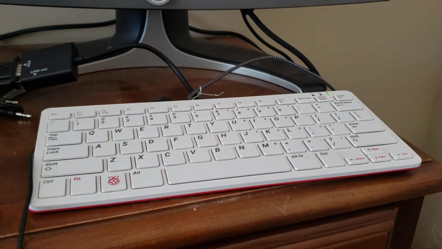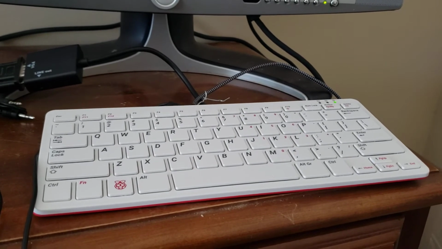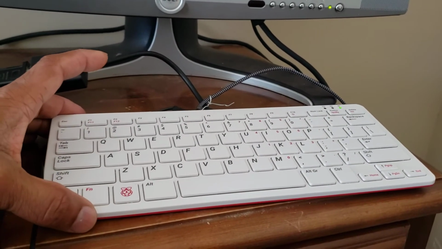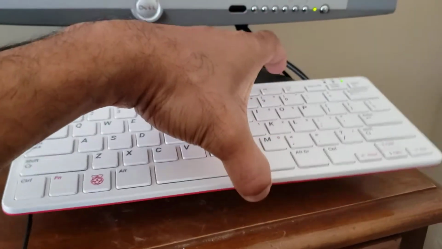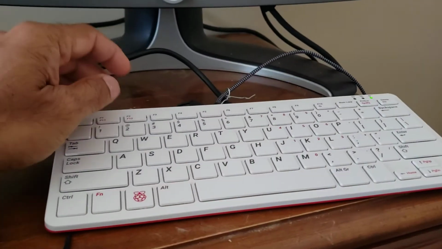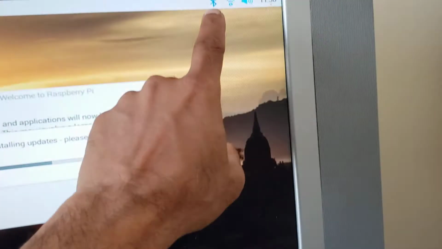I purchased this just to try it out. I wanted to see what the Raspberry Pi offered. And so far it's very neat. I paid, I think, $76 for this. And it seems relatively sturdy. It's not flimsy as I would have expected. And it also contains Bluetooth.